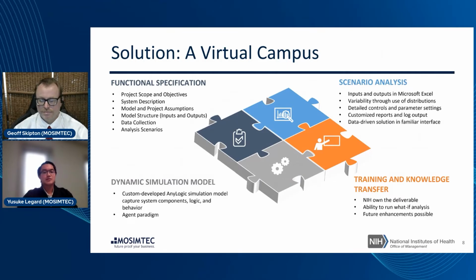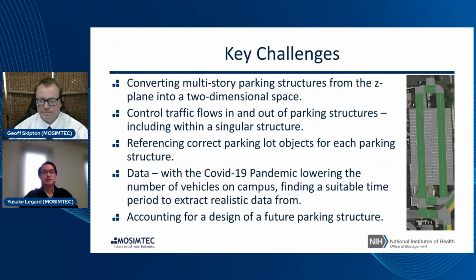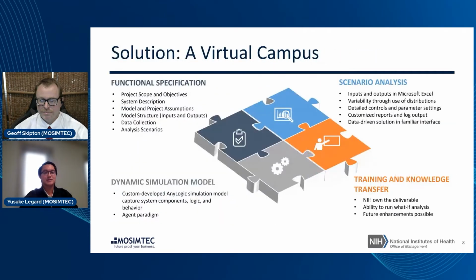So to answer all of these questions, Mosimtec developed a model of the south area of the NIH campus. In general, Mosimtec simulation projects go through 4 key phases. The first is the functional specification phase. Here, both Mosimtec and NIH align on the project scope and objectives, and we also write out a detailed description of the real-life system. We also agree on the model and project assumptions, the inputs and outputs of the model, as well as the scenarios that will be conducted for analysis and valuable insight from the developed model.